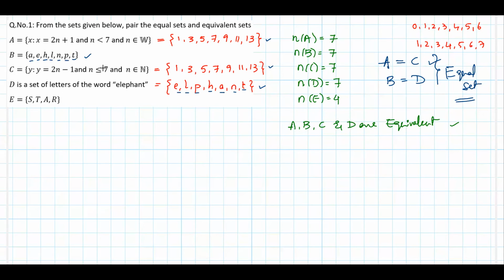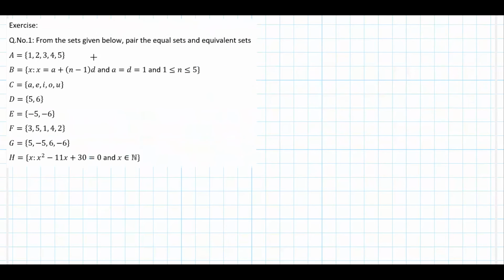Good. Next. So we have a clear understanding of what equal sets and equivalent sets are. Now it's your turn. Solve these questions from this exercise. All right. So as usual, just pause the video, solve these questions, and come back and cross check with your answers.